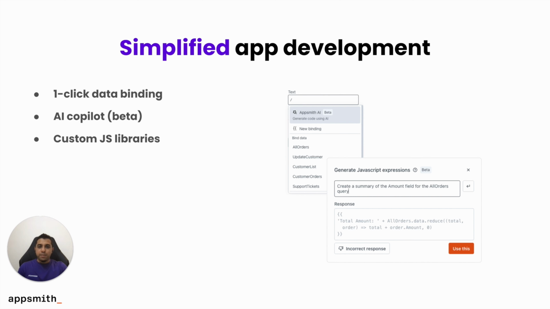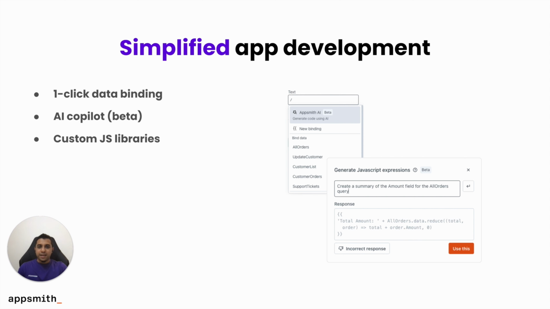We've tried to simplify application development with projects like the one-click data binding that enable you to bind data to your widgets with a single click. But not only that, inside widgets like a table widget, it will also generate all the queries you need to update the rows of your table as well as add new rows inside them. With this, all of your CRUD operations are now possible with a single click.